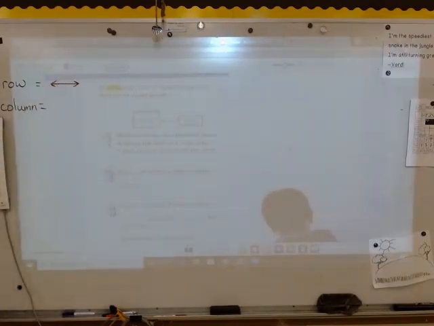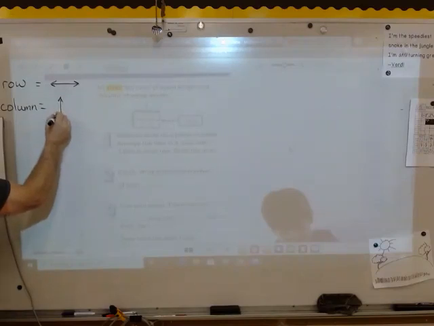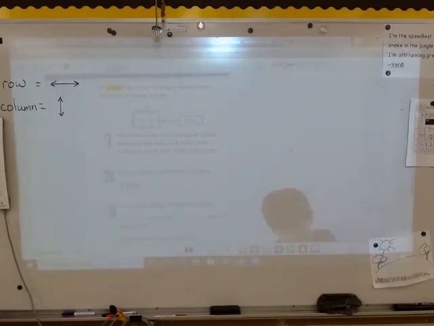Okay? When you think of the word column, think of a building. Because some buildings have columns in the front that help hold it up. If you go to the Capitol, that building in Springfield, that has big giant columns. They go up and down. So think of a column in a building goes up and down. So just remember, rows in a movie theater, side to side. Columns, like on a building, go up and down.